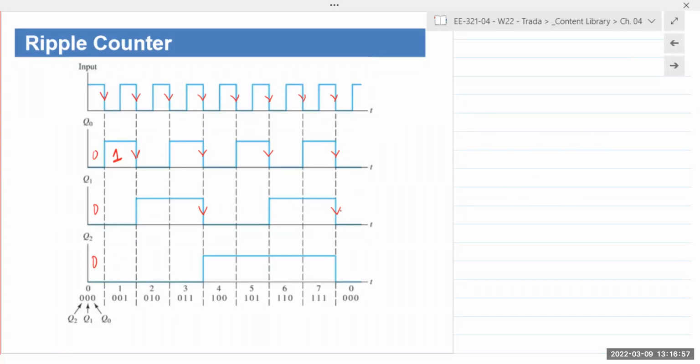So this input is the clock input for the first one, flip-flop 0. The output of flip-flop 0 is the clock input for flip-flop 1. The output of flip-flop 1 is the clock input for flip-flop 2. Right? So each one of those will only get activated when the clock goes negative.